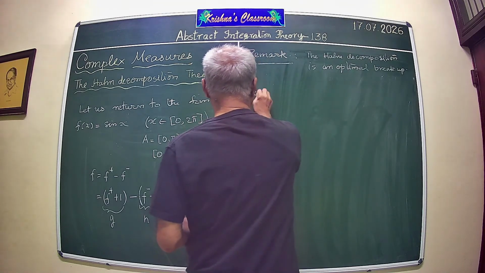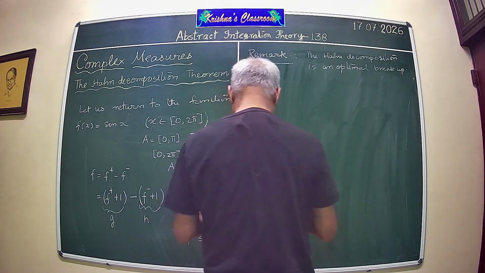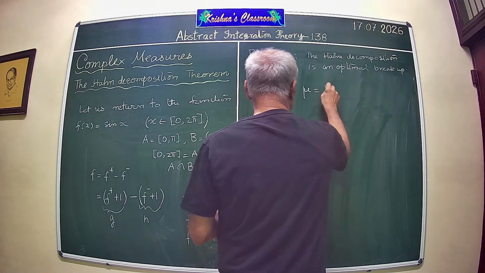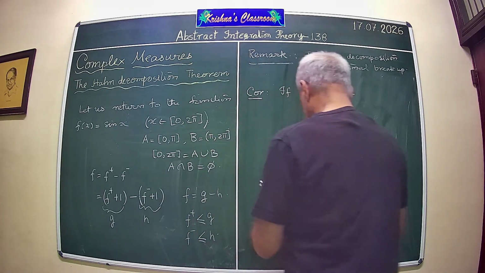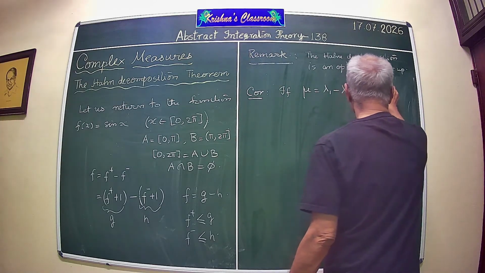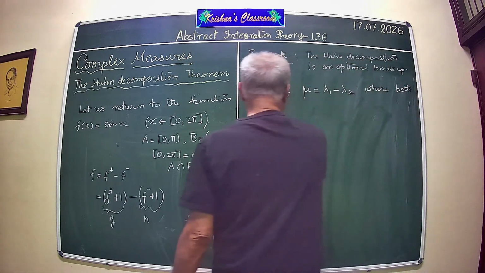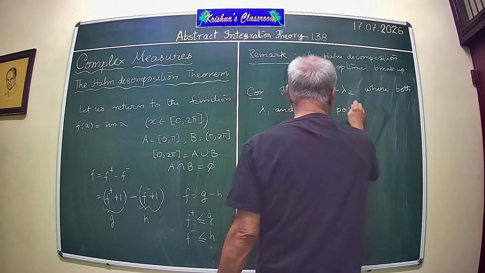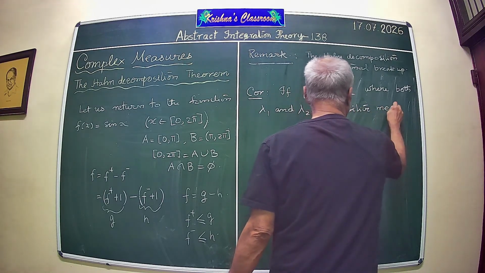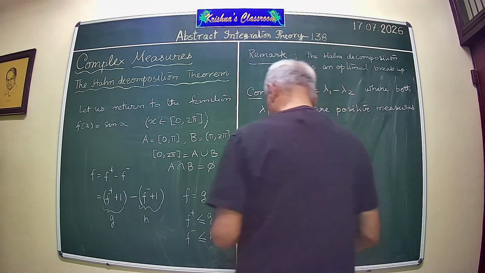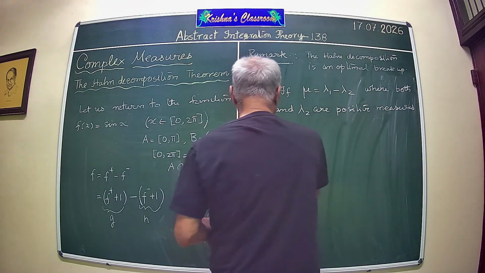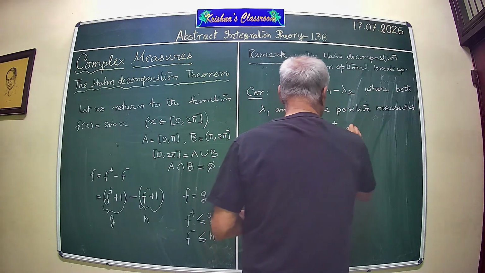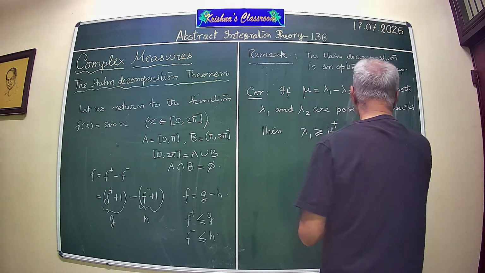So we write the corollary. If mu equal to lambda 1 minus lambda 2, where both lambda 1 and lambda 2 are positive measures, then lambda 1 is greater than or equal to mu plus and lambda 2 is greater than or equal to mu minus.